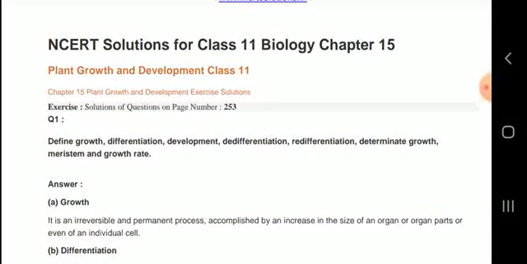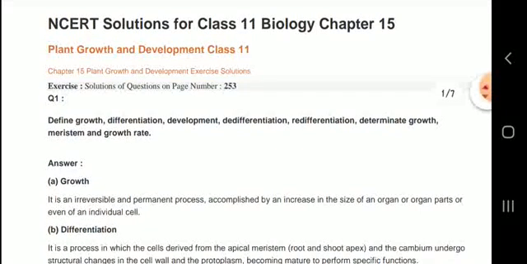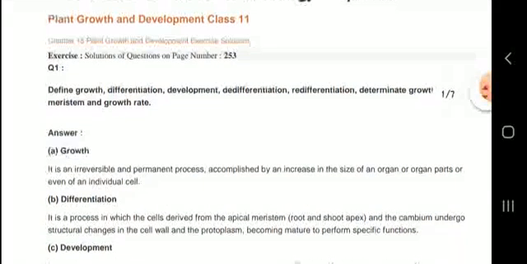So today I'm going to explain the 11th standard biology 15th chapter, plant growth and development. So define growth, differentiation, development, dedifferentiation, redifferentiation, determinate growth, meristem and growth rate.